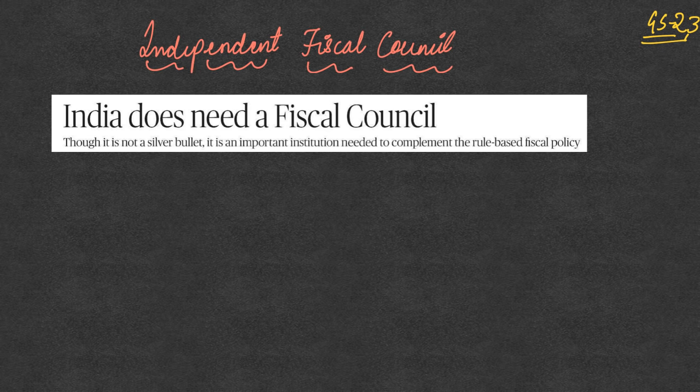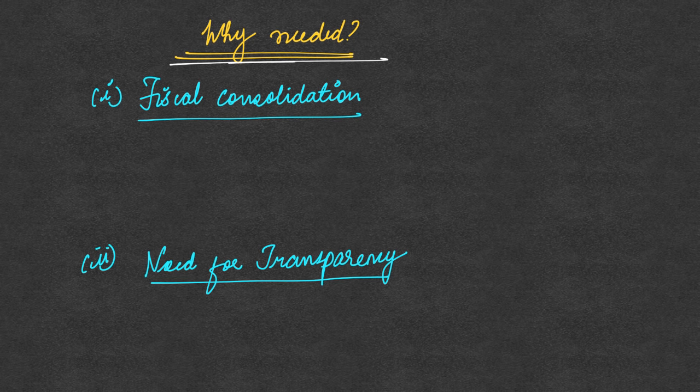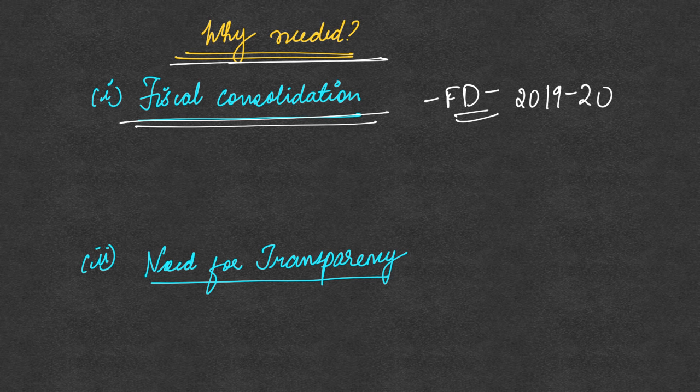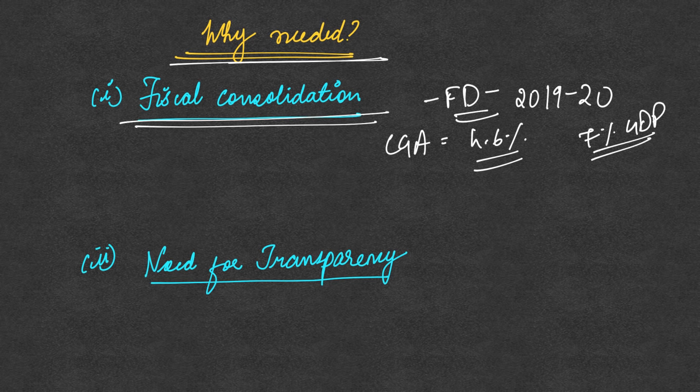So this article first of all begins by saying why is it that we need a fiscal council. First we will look at the fiscal consolidation. Fiscal consolidation has been on the agenda of the government for the past several decades now. So if you look at the fiscal deficit data of the government for 2019-20, the fiscal deficit of the center as has been estimated by the Controller General of Accounts was 4.6%. And this year the deficit is estimated to be even more than 7% of the GDP, even though the budget estimate was at 3.5% of GDP.